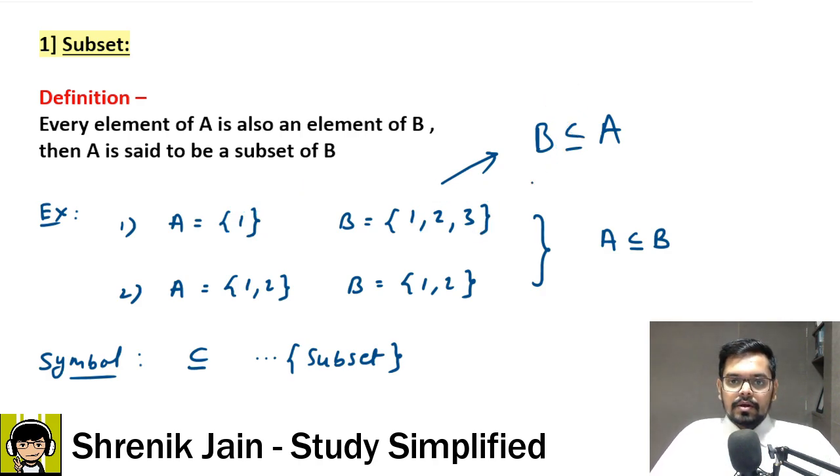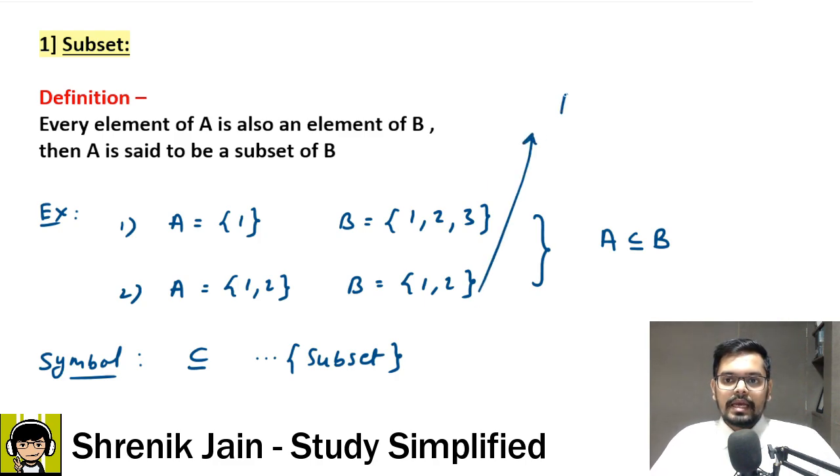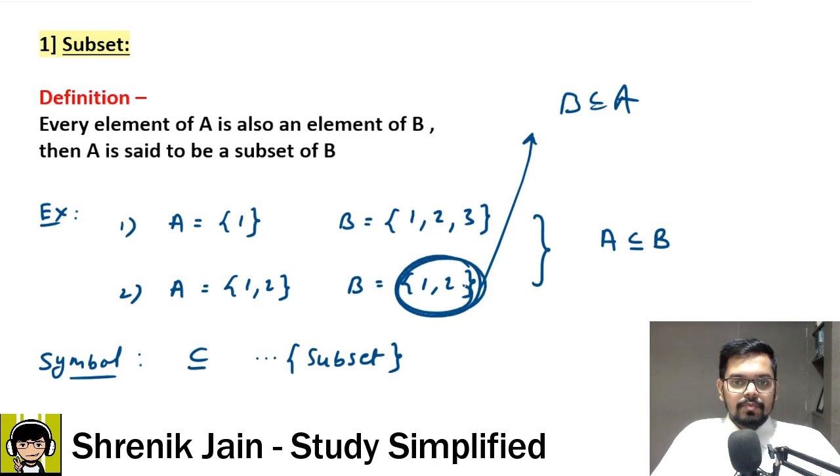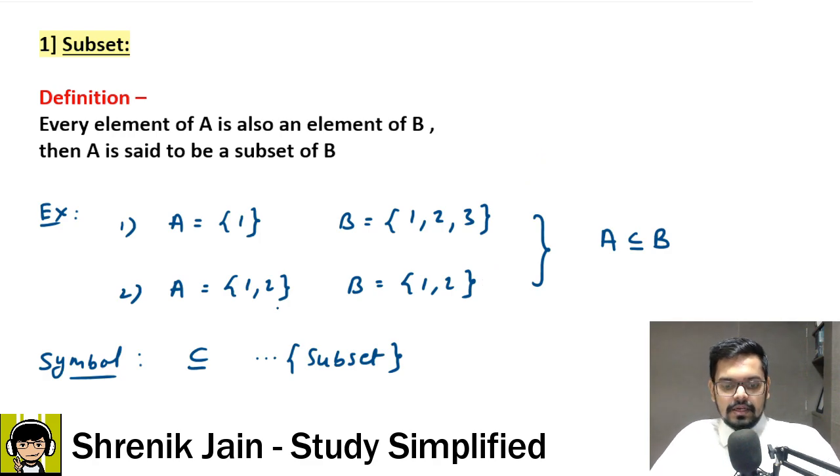Understood? If yes, then tell me for this example 2, can I say B is a subset of A? Yes, sir, because every element of B is present in A. Therefore, B is a subset of A. Understood? So this was a very basic definition which you should understand. Now, let us go to some key points.